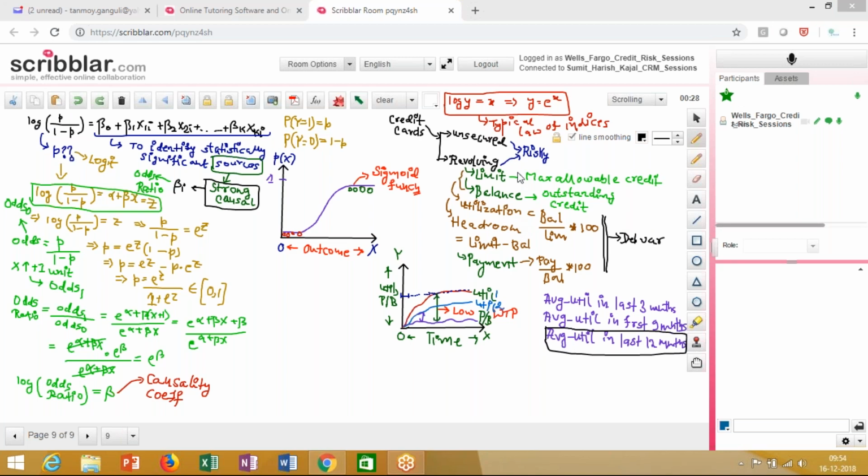So I'll just repeat this once again. First, what we look into is the average utilization in the last 12 months. Then we break it down into two parts: the average utilization in the first 9 months, and the average utilization in the last 3 months. We look into the percentage change from the first 9 months to the last 3 months. Also, you can look into the first 6 months and last 6 months, look into the percentage change across 6 months, and then compare that with the first 9 months to last 3 months.